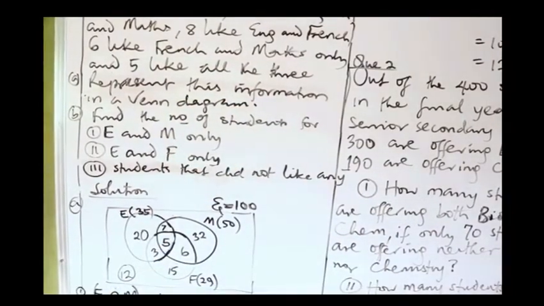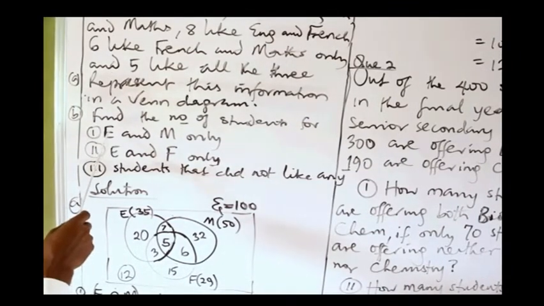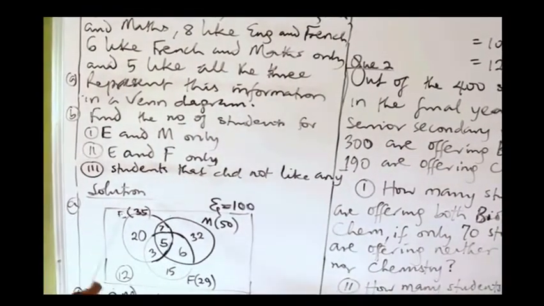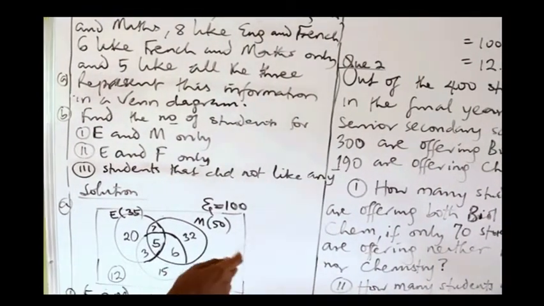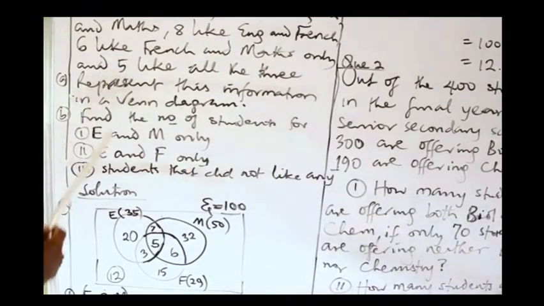Find the number of students for 1. Find E, that is English and mathematics only. 2. English and French only. Then 3. Students that did not like any of the subjects. Quickly, let's go to the first question. Represent this information in a Venn diagram.